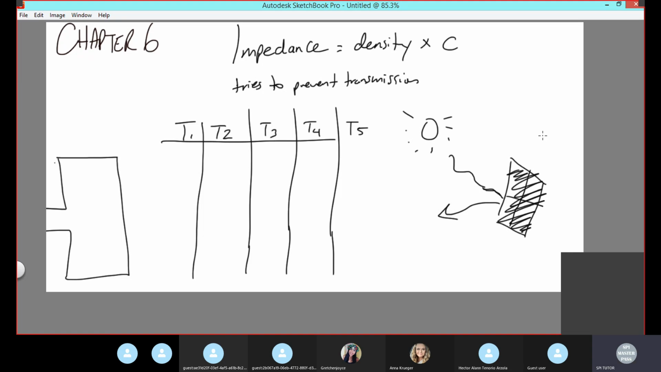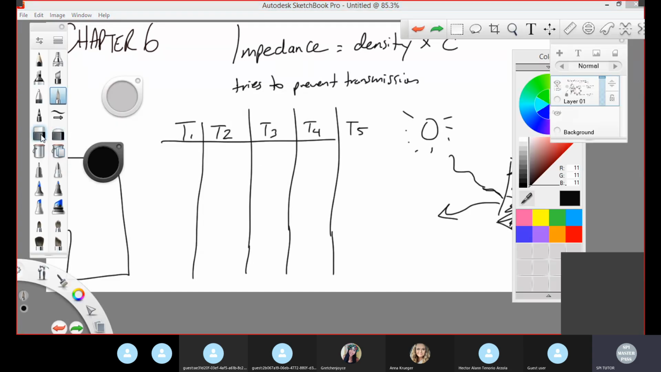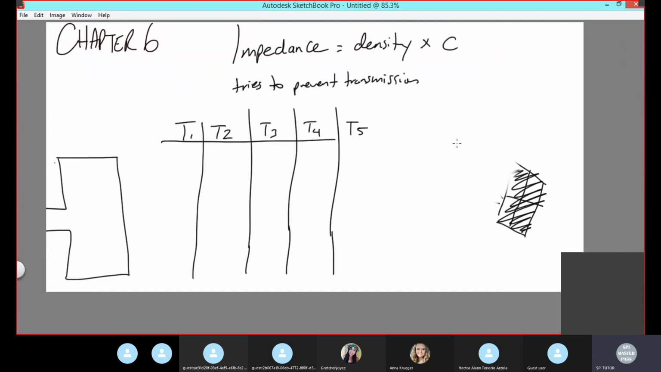It's the same thing as having a bouncer at a club. Bouncer at a club is your impedance. If it's like a really tough bouncer, he or she is not going to let you in. But if he or she is a really nice bouncer, they'll let you in. Okay, so impedance is that, and it's determined by density and the propagation speed of each tissue. So different tissues have different values for impedance.